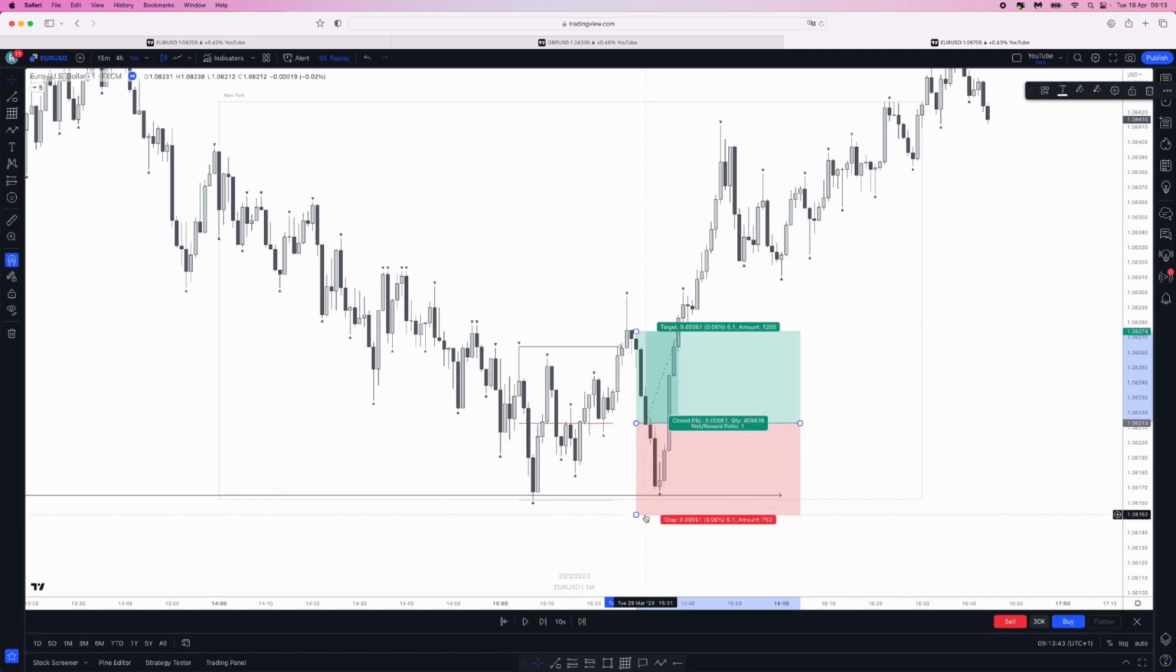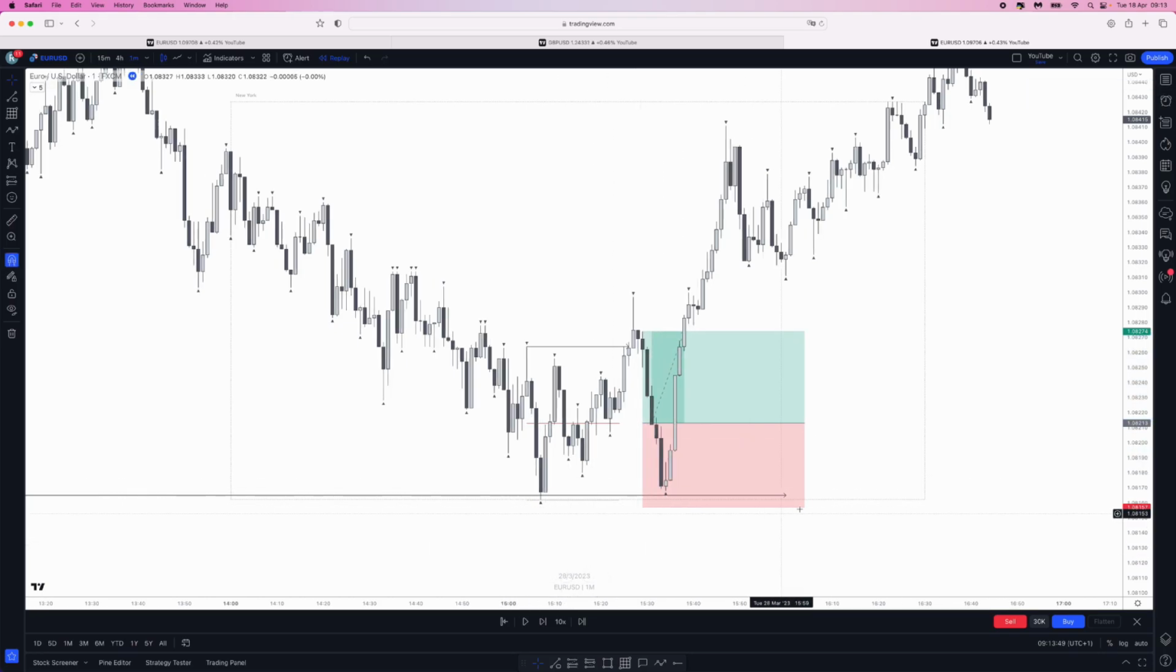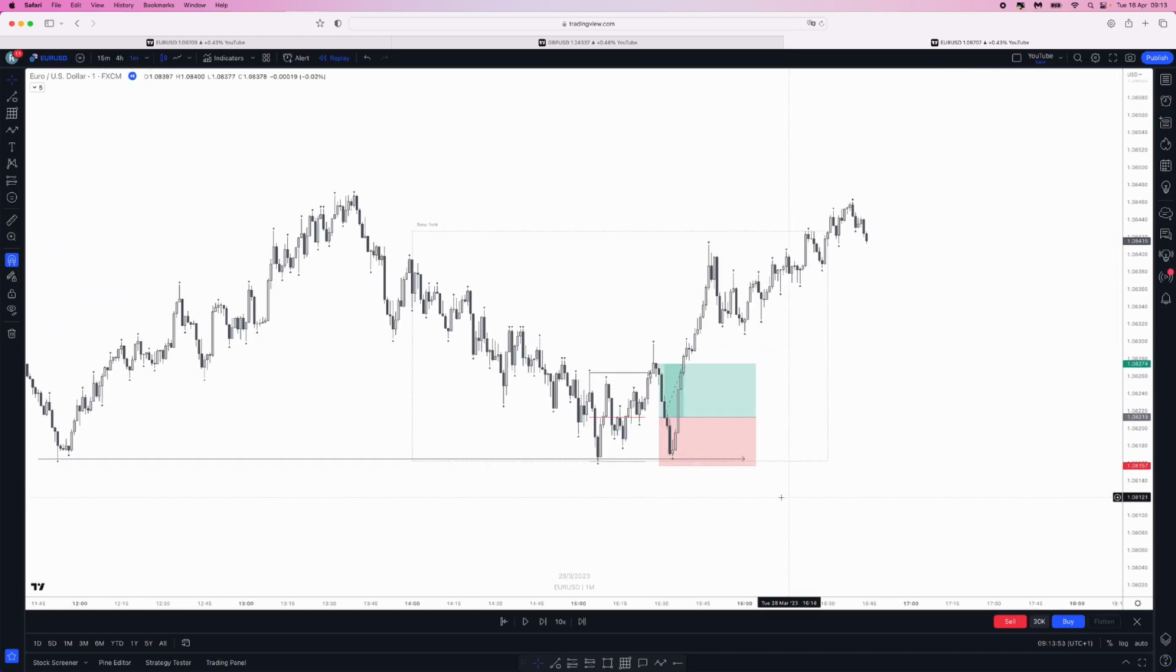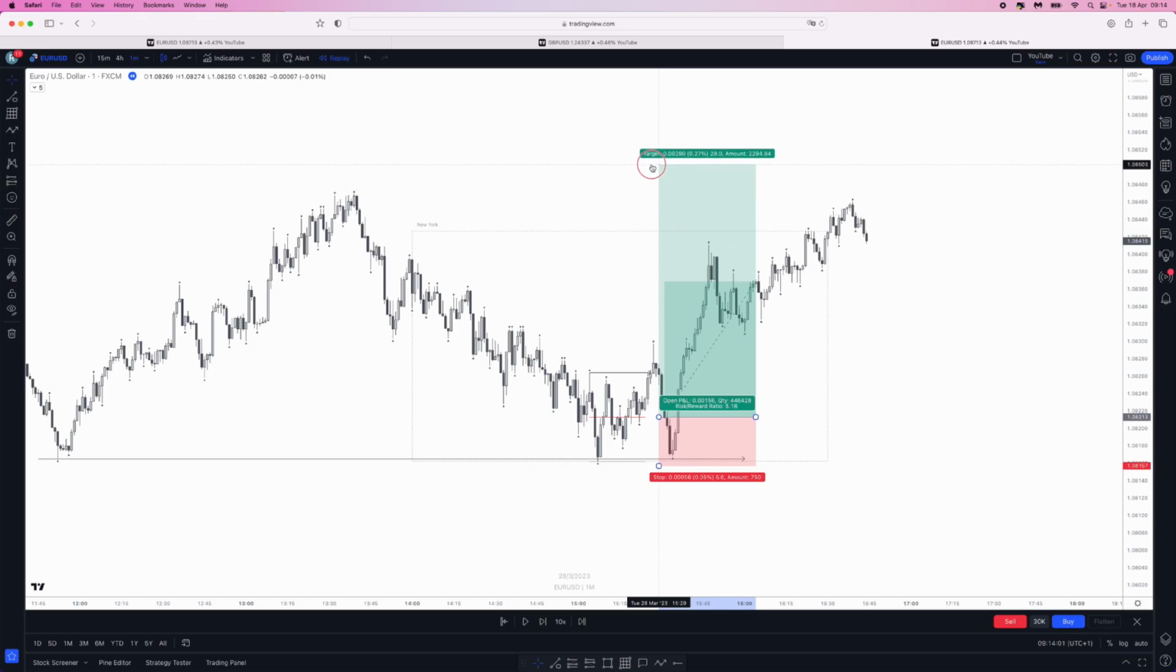So we come back, get tagged in, stop loss below this low by 0.5 or 1 pip. So 5.6 pip stop loss. For me personally, I don't mind that. That's absolutely fine. But if you've got a maximum pip stop loss size, then you might not want to take this trade. And then we can target 1 to 3, 1 to 5. So let's target 1 to 5 and let's see what happens.